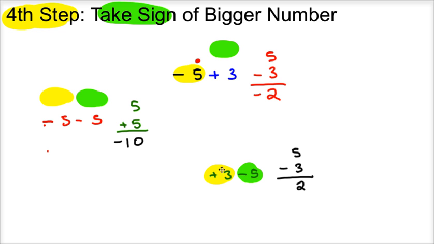And let's look at our last one. We have +3 and -5. Is 3 bigger or is 5 bigger? Here we see that the 5 is bigger, and since the 5 has the negative sign, then my answer again is going to be negative.